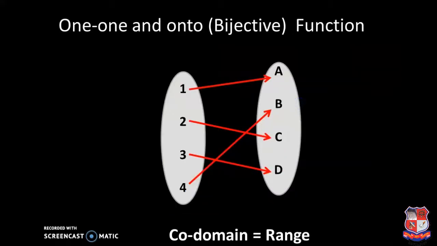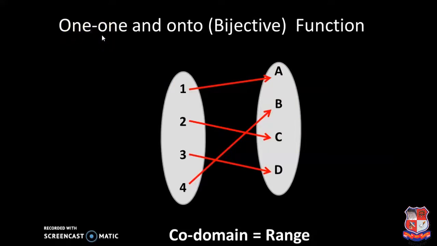Clear? Now, one-one and onto. One we call an injective function, onto we call a surjective function, and both combined we call a bijective function. What is the condition for onto? We already understood what is one-to-one. For a particular value of x, you have one value of y. 2 has c, 3 has d, 4 has b. Means for a particular value of x, you have only one value of y. That we call one-to-one.